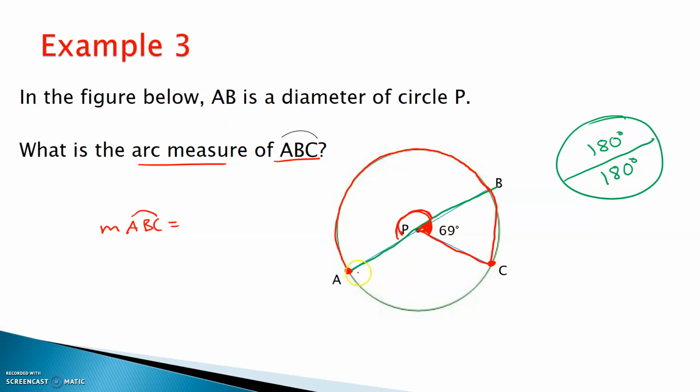Remember, they told you that AB was your diameter. So how much is taken up on this side? There's 180 degrees. If I add the 180 degrees and the 69 degrees together, 0 plus 9 is 9, 8 plus 6 is 14. That's going to give me 249 degrees. There's 249 degrees holding that arc up. So that's my arc measure.